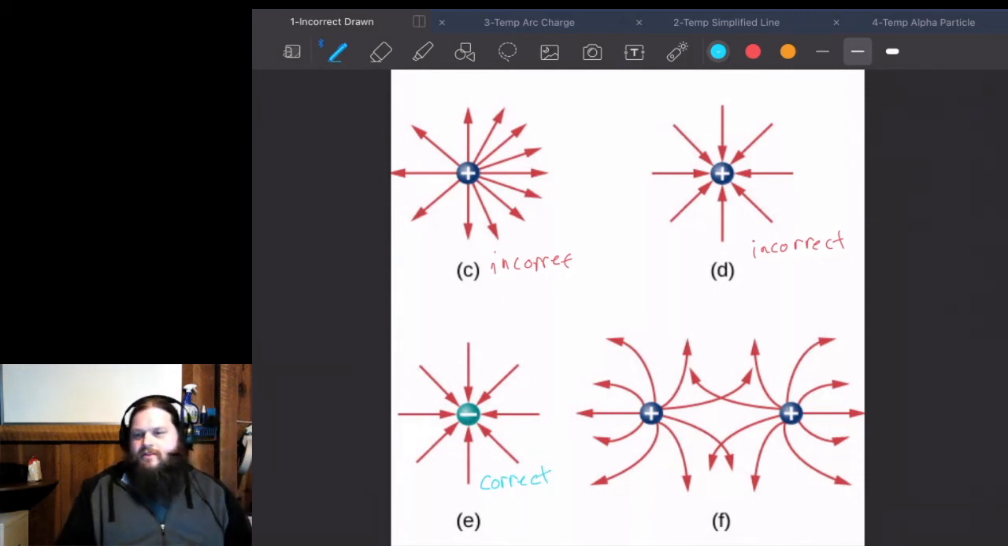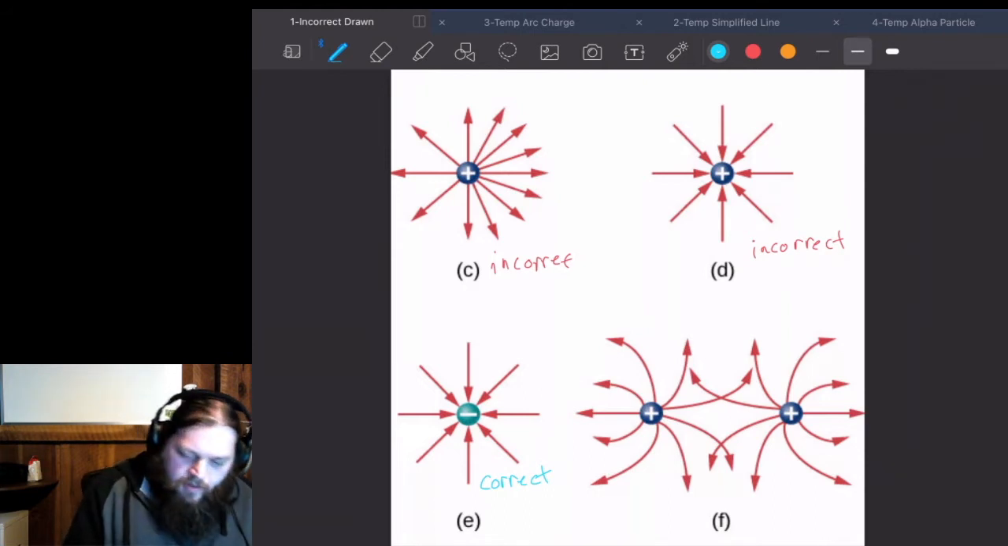Looking at F, this is going to be the last one we look at here. There are two positive charges, and there's all kinds of funky stuff going on with those electric fields. When two charges get next to each other, the field lines aren't straight anymore. They start to bend and swerve, especially when they both have the same charge. So both of these fields are going to interfere with each other, and they're going to be pushing away from each other here. In that regard, it looks pretty good.